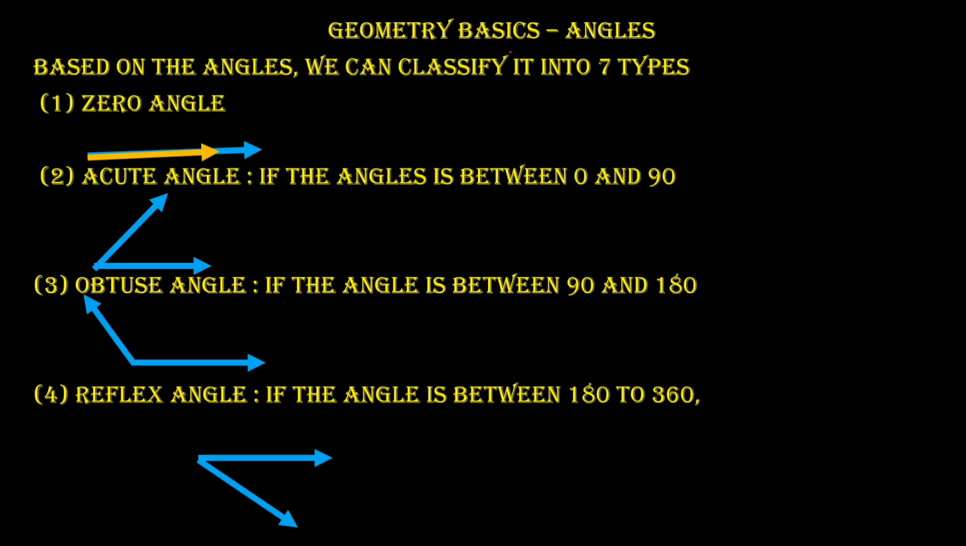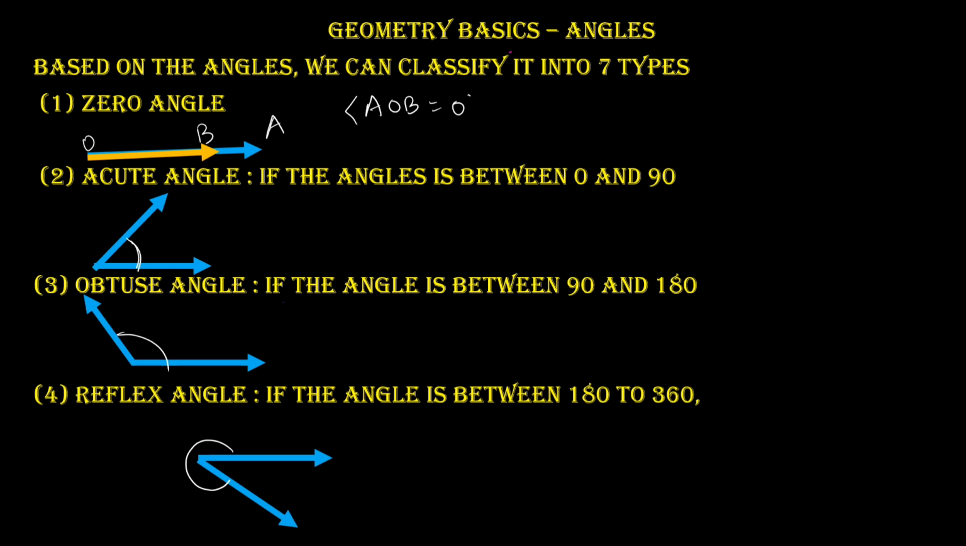Now going to the next one. Based on the size of the angle, we can classify angles into 7 types. The first angle is zero angle. If you take this is OA and this is B, then angle AOB will be 0 degree, right? So when we get 0 degree, then it is zero angle. Acute angle: if the angle is between 0 and 90, then we get acute angle. If the angle is between 90 and 180, we get obtuse angle. Reflex angle: if the angle is between 180 and 360, we get reflex angle.